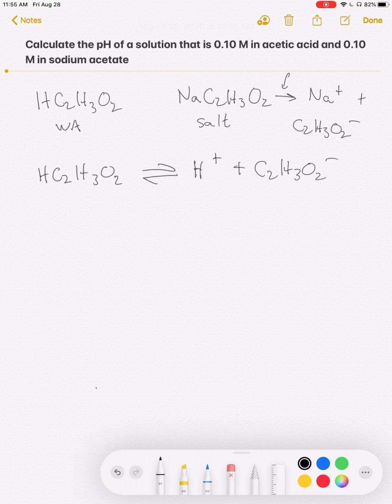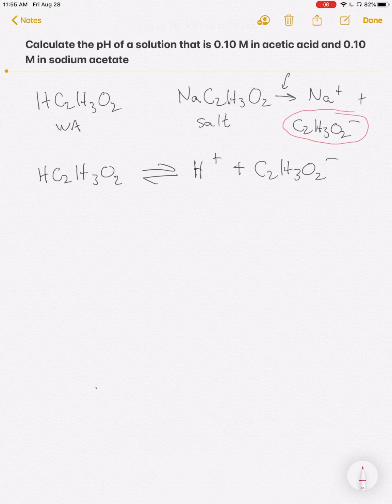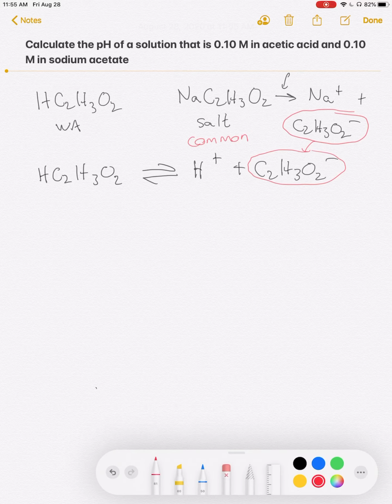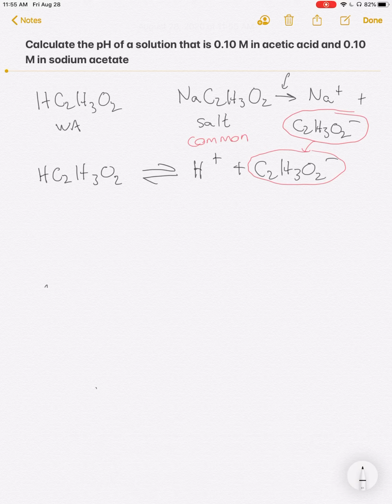So what we see here then is that we have a common ion. That common ion is the acetate ion because it is produced in both the ionization of the salt and of the weak acid. And so we're going to look at calculating the pH of a common ion effect problem here. The way we calculate the pH in a weak acid is using an ice table.